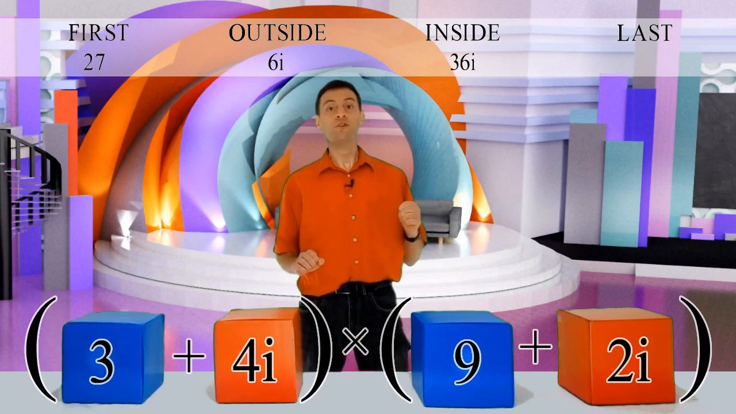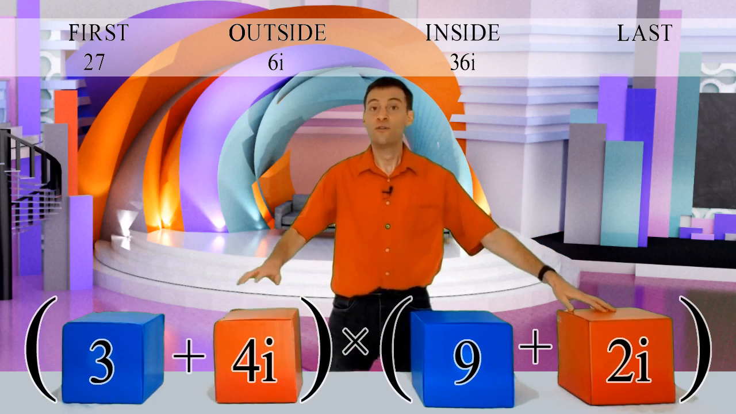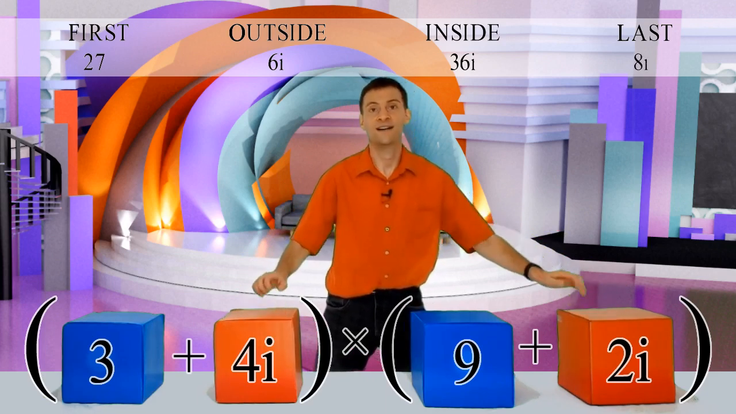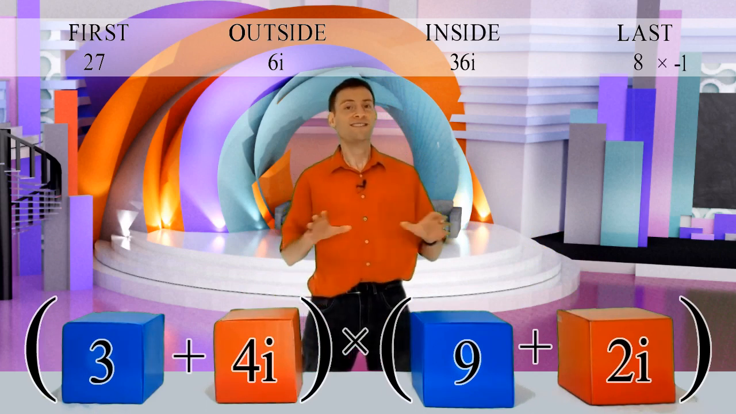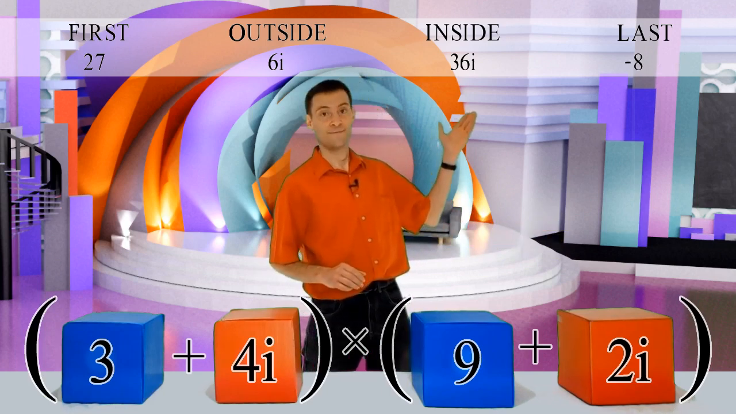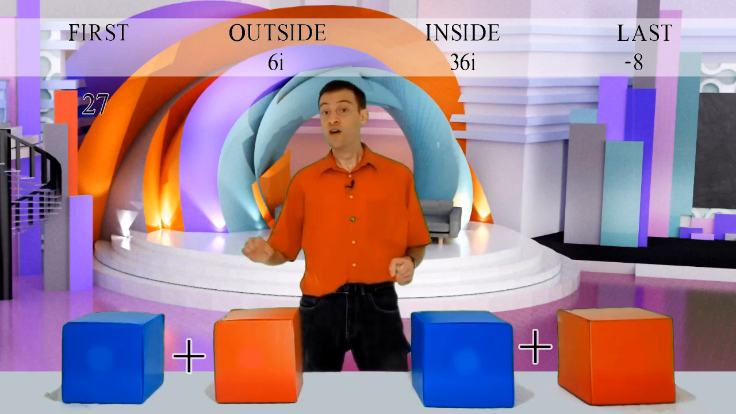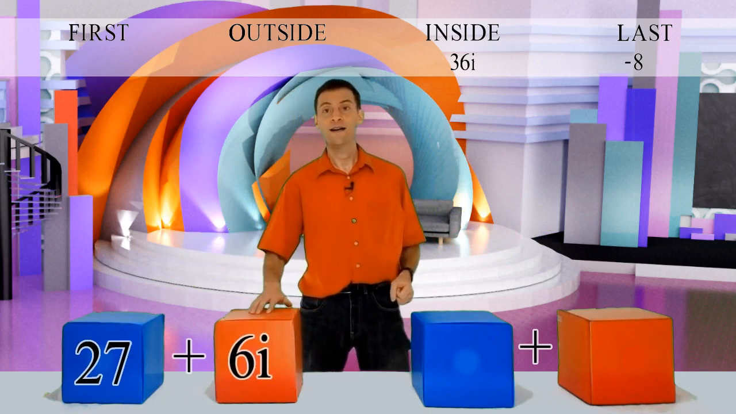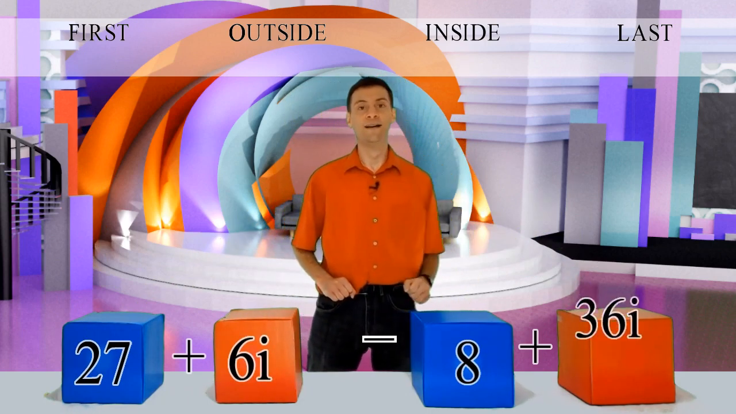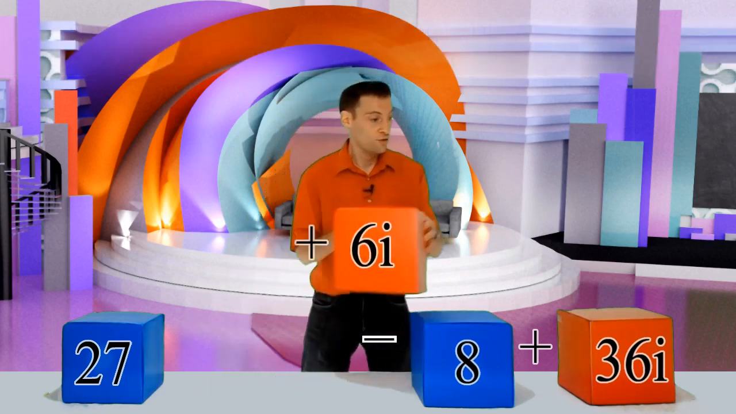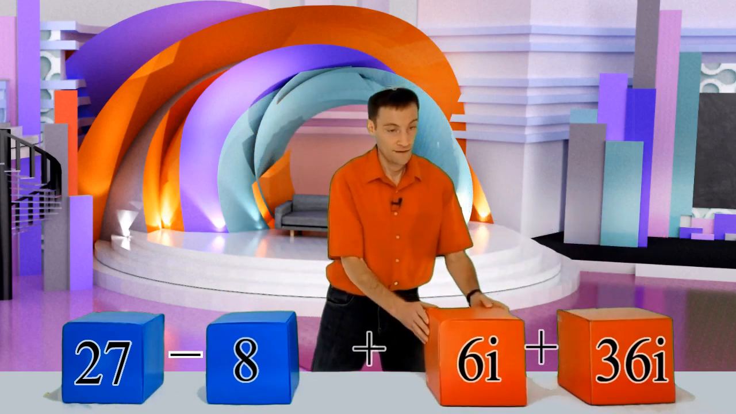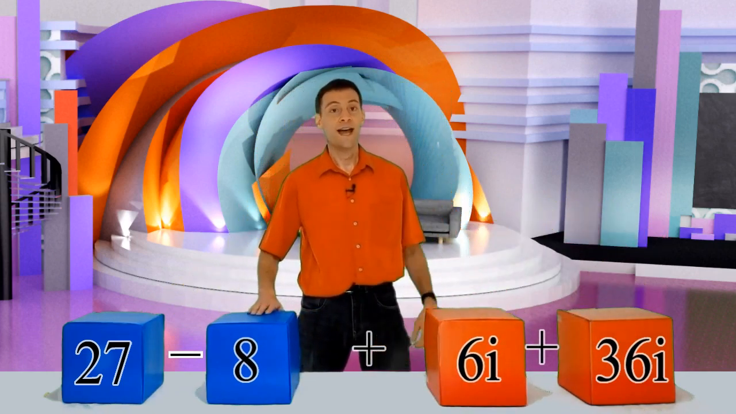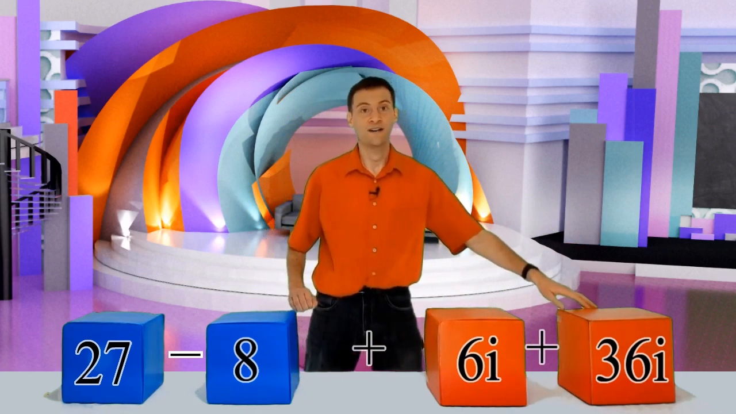Stage 4, we multiply the two last terms in each bracket. 4i times 2i equals 8i squared. But remember that i squared equals minus 1, so the answer to this last stage is minus 8. This all gives us 27 plus 6i minus 8 plus 36i. Now we group together the real and imaginary terms just as we did before when we were adding. 27 minus 8 and 6i plus 36i, which gives us the result 19 plus 42i.